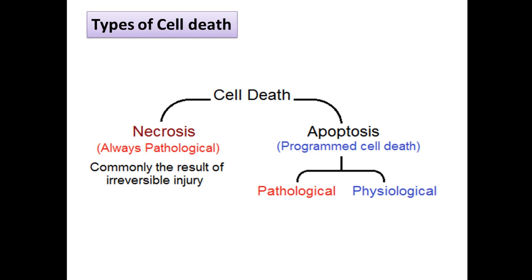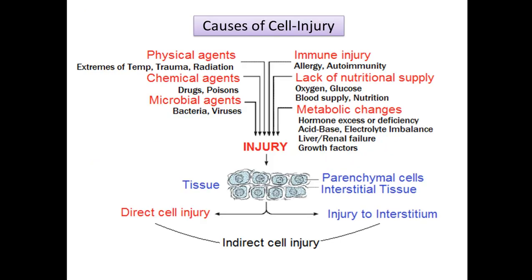In chemotherapy for the treatment of cancers, most of those treatments cause apoptotic cell death of the malignant cells. Now we can divide the causes of cell injury into physical agents, for example, extremes of temperature, severe cold, severe heat, and trauma, physical trauma, and radiation that can also physically damage the cells.